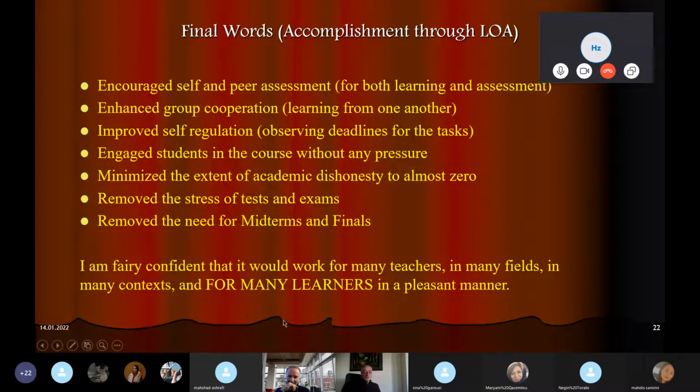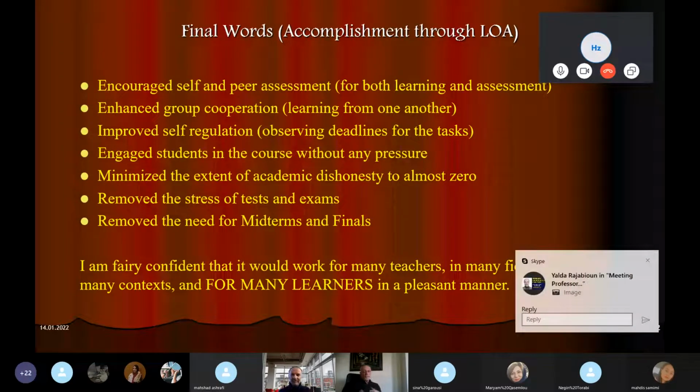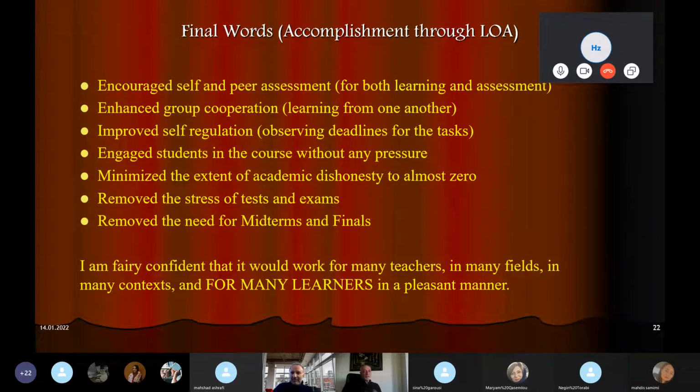I am fairly confident that it would work for many teachers in many fields, in many contexts, for many learners in a pleasant manner. And I'm sure you are familiar with the concept, I just try to refresh your memories, but if you need any more information, I would be willing to provide you with all the principles and details of LOA on another opportunity.